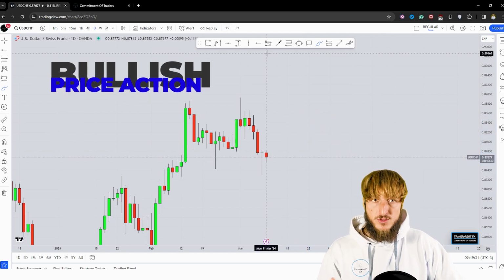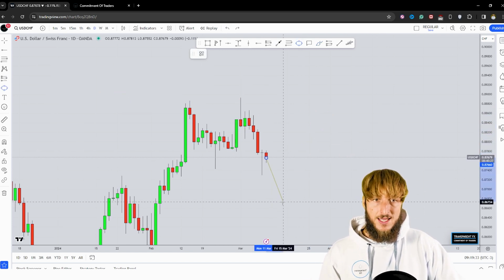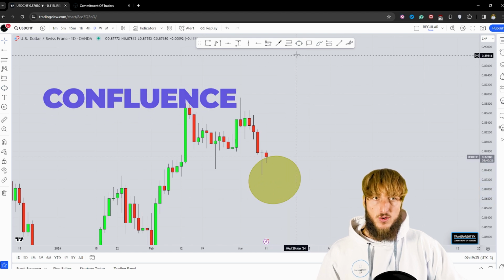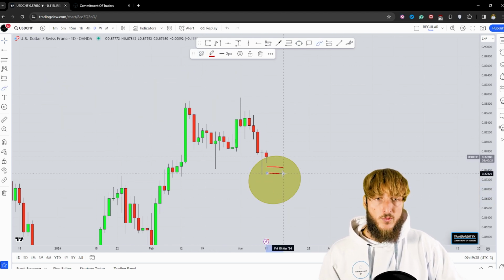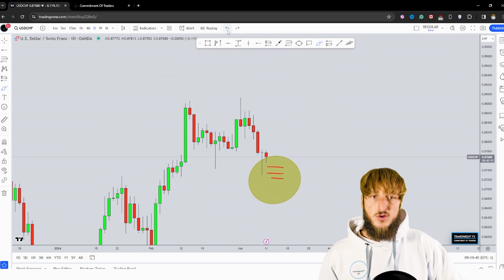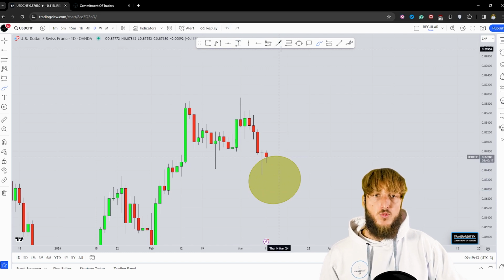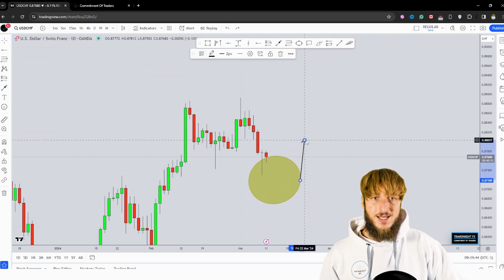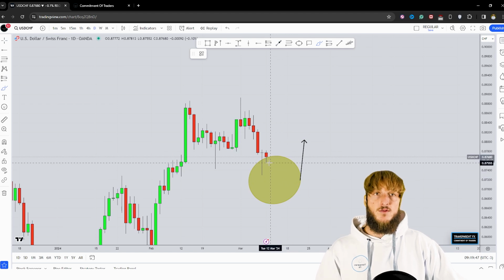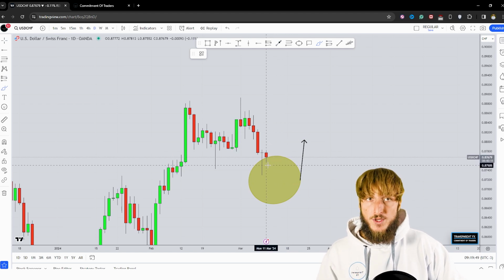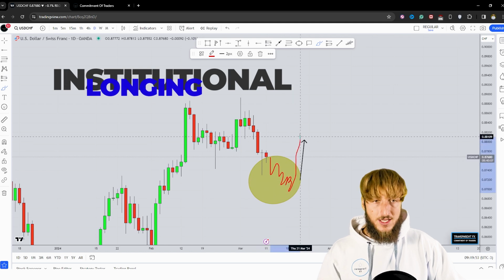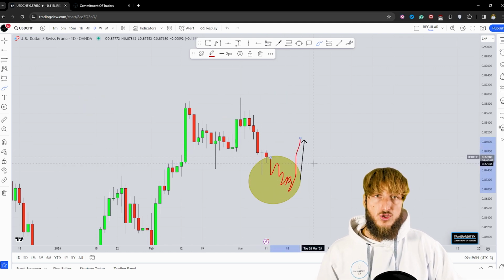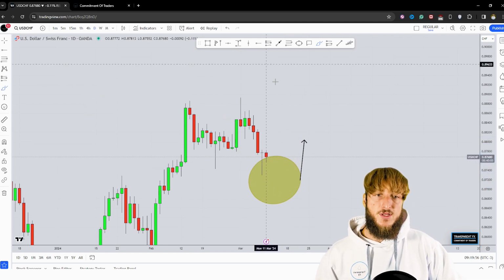Now, what we also know, because we have seen it previously, is that all this area here is a confluence of support. We have identified this on the monthly and also on the weekly timeframes. So there is a good probability that the market might want to reject this area to the upside, especially because inside of a confluence of support zone, you would expect to see more institutional longing, which at that point would further increase the probabilities of a potential push higher away from this area.